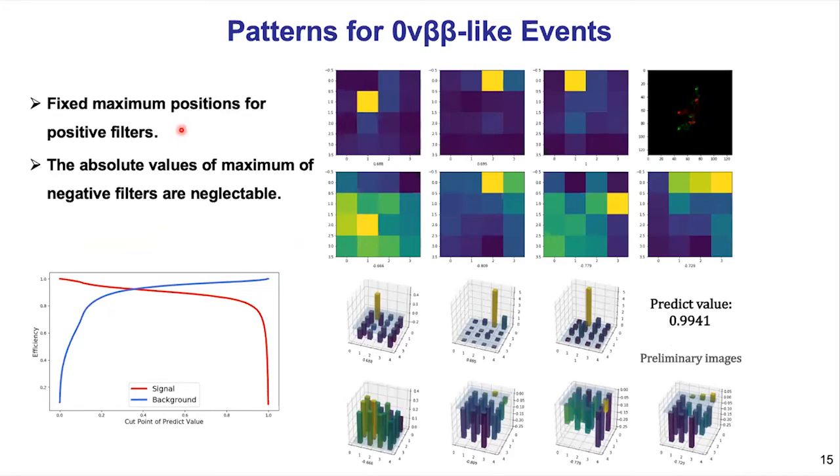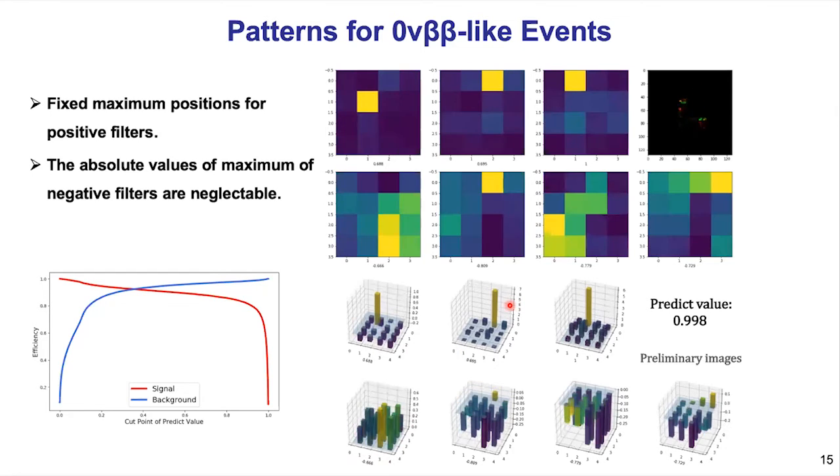For example, the position for maximum positive filters is fixed, and the absolute value of maximum of negative filters are negligible. Also, the 2 supplementary filters here compensate for each other, as well as the other unimportant filters, and their maximum values are much lower than those of positive filters. Here are some examples. You can see they are very similar.